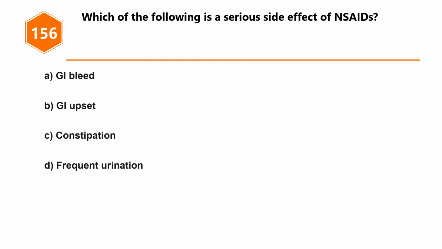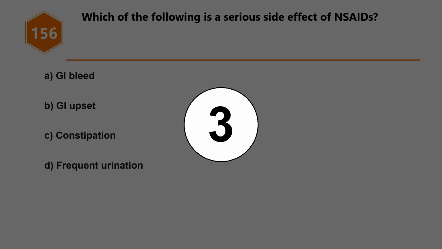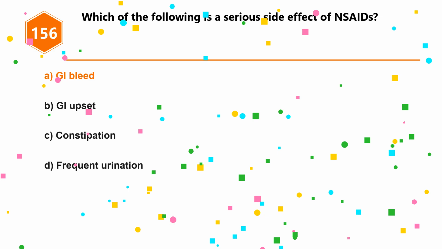Question 156. Which of the following is a serious side effect of NSAIDs? Option A, GI bleed. Option B, GI upset. Option C, constipation. Option D, frequent urination. The correct answer is option A, GI bleed.